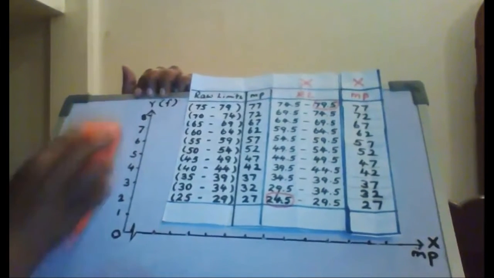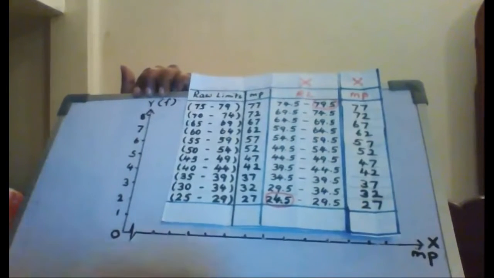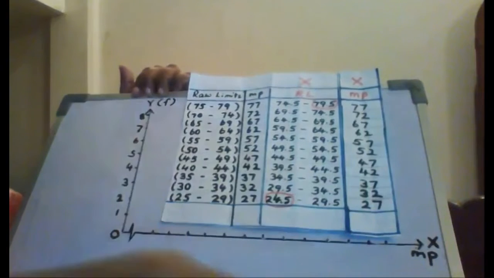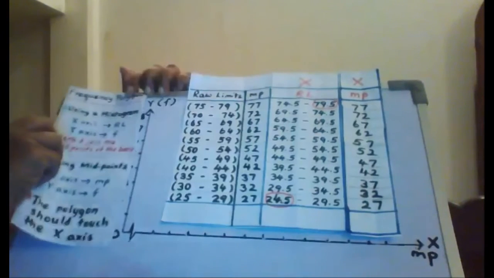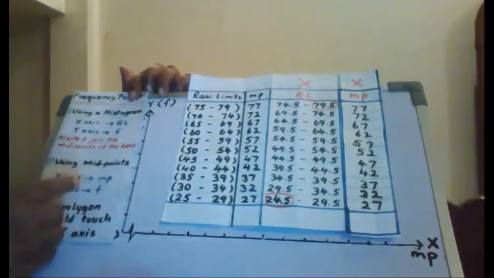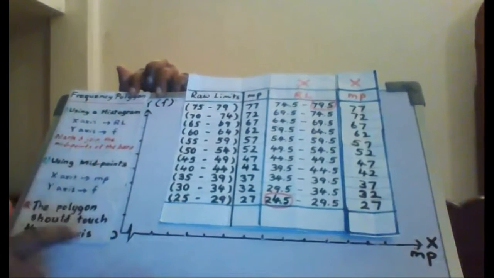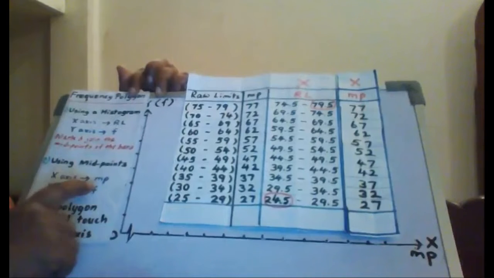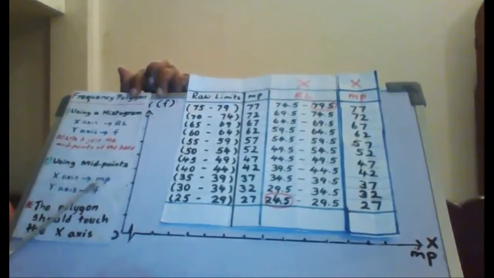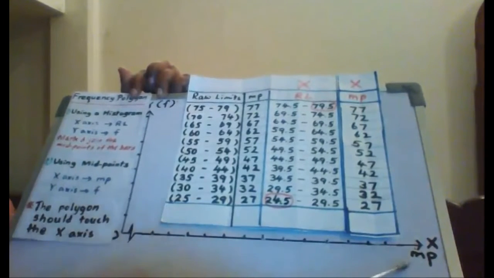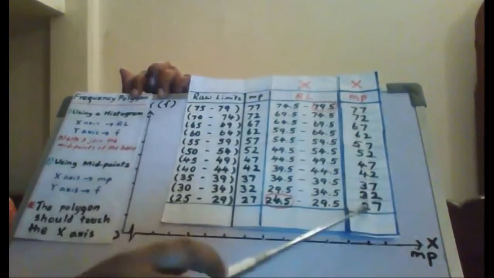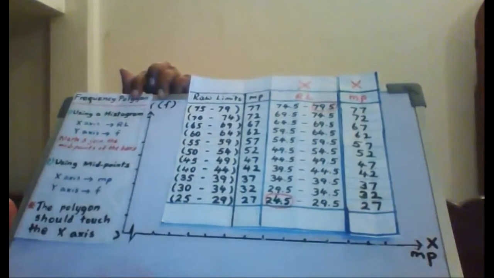All right. Now, why did we calculate these midpoints? To draw the polygon using midpoints. Now we have to take the midpoints on the x-axis. Now we know how to get the midpoints. Alright.